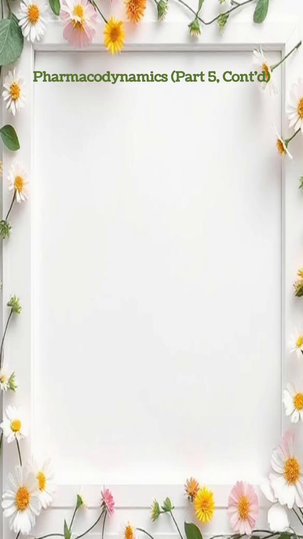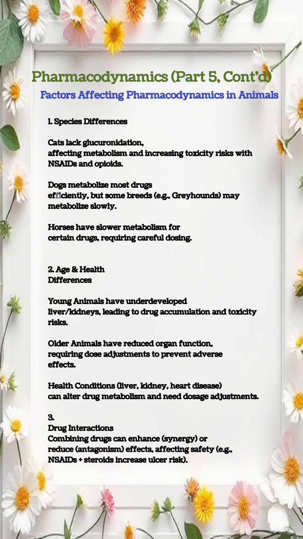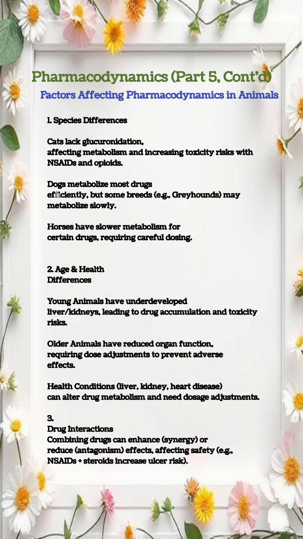Factors affecting pharmacodynamics in animals. 1. Species differences. Cats lack glucuronidation, affecting metabolism and increasing toxicity risks with NSAIDs and opioids. Dogs metabolize most drugs efficiently, but some breeds, like greyhounds, may metabolize slowly. Horses have slower metabolism for certain drugs, requiring careful dosing.